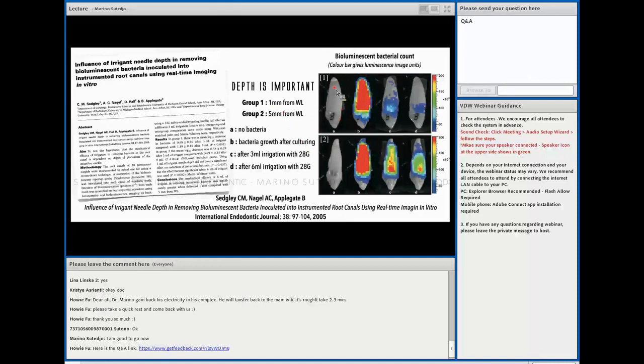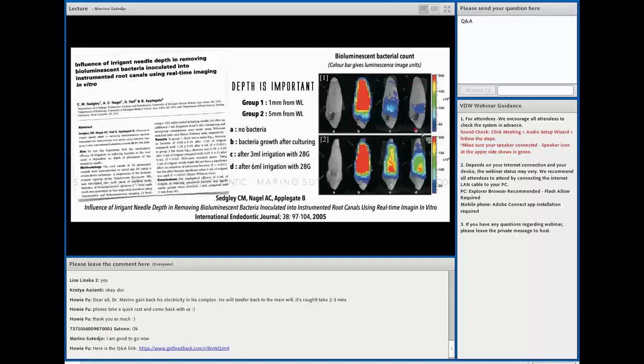And then from these two groups, they divided into four subgroups. Group A, the tooth as a control group, means there is no bacteria. And the second subgroup, group B, is a tooth in which they tried to grow bacteria after culturing. As you can see here, the color is so red. It means the bacterial count is high. It means all the bacteria are there. And subgroup C, when they did some irrigation with 3 milliliters and they used a 20G needle at that time, this is 1 millimeter from the working length and this is 5 millimeters from the working length. So what you can see from these two images is that the closer you get to the apex, the better the cleaning we can get in our root canal system.